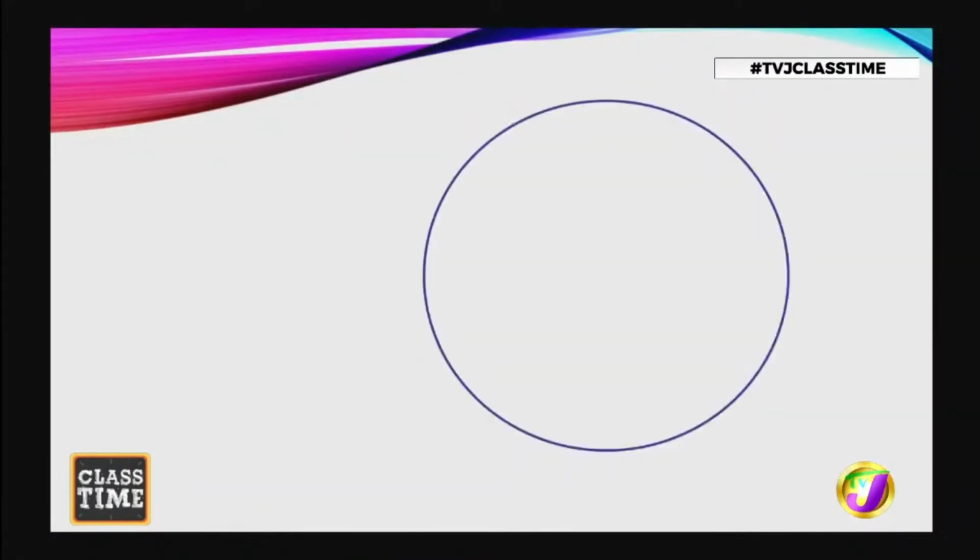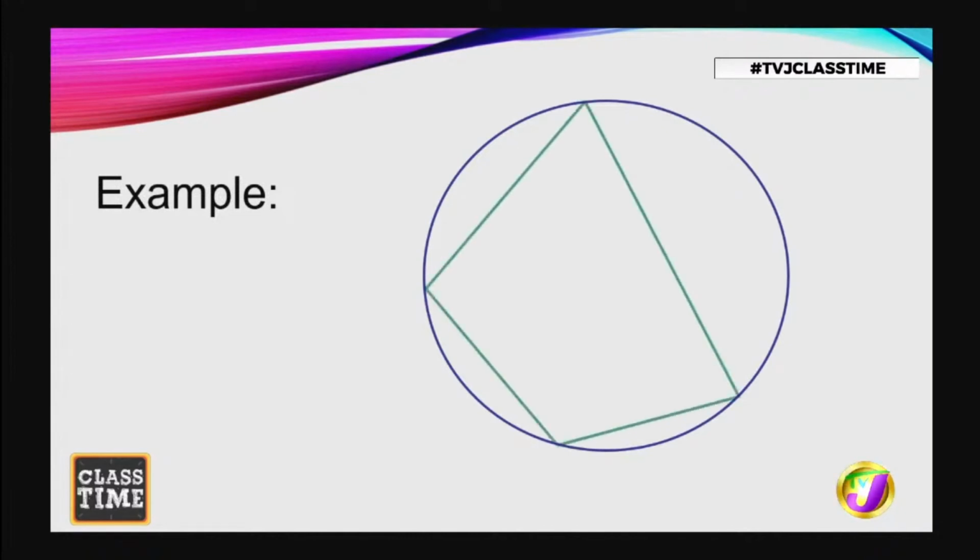Okay. So let us look at an example. Here we have a quadrilateral. Let's confirm so that we don't make the same mistake again. Let's see how many vertices we have: 1, 2, 3, 4. Yes, it's a quadrilateral.